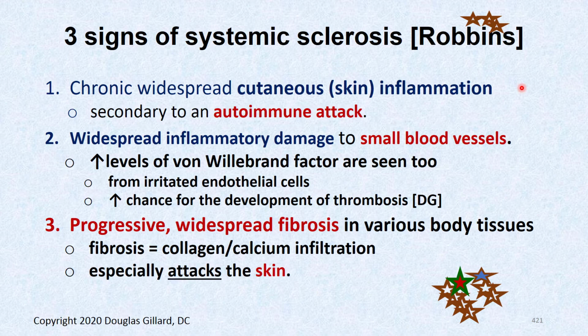One is you have these inflammations, fibroblast-heavy inflammations, I could add, that happen on the skin secondary to an immune attack. I have a slide coming on that. And widespread inflammatory damage to small blood vessels. Because of this damage, you get these little mini varicose veins. It's called telangiectasia. We have a slide on that.